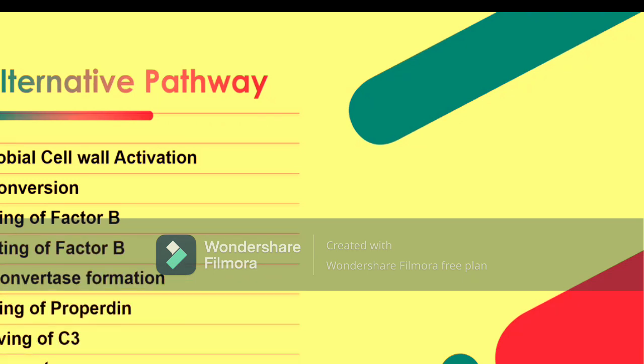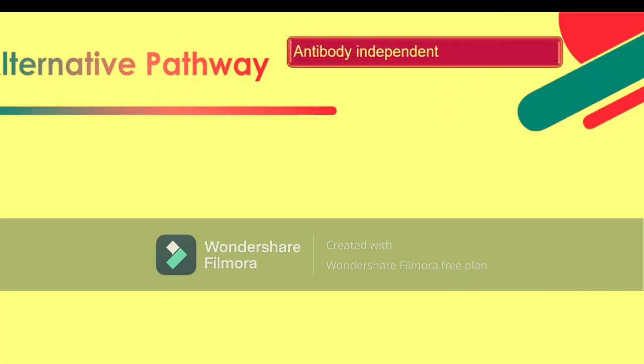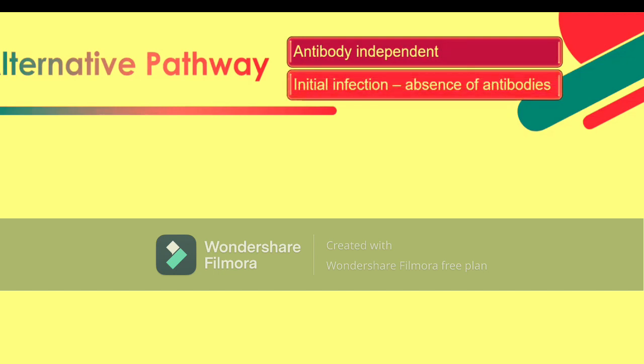The third function of the classical pathway involves opsonization by C3b. Their presence on the surface of the cells makes phagocytosis better and more efficient. The second pathway is the alternative pathway.